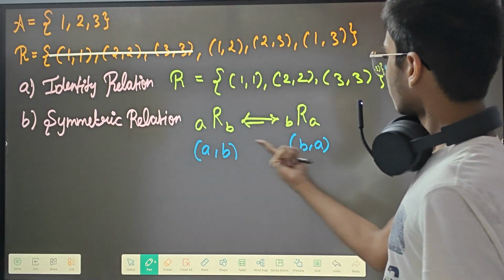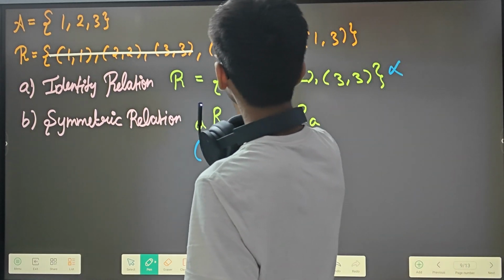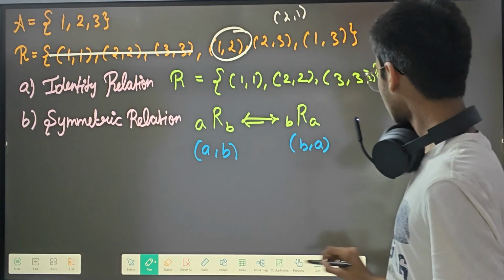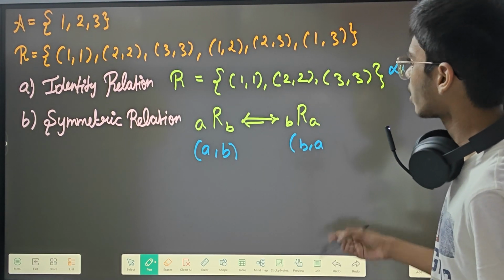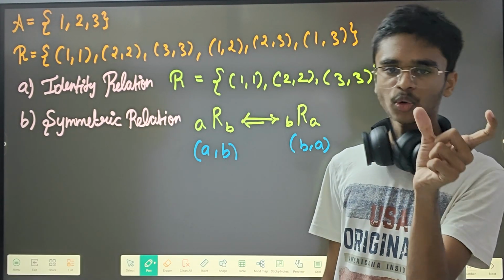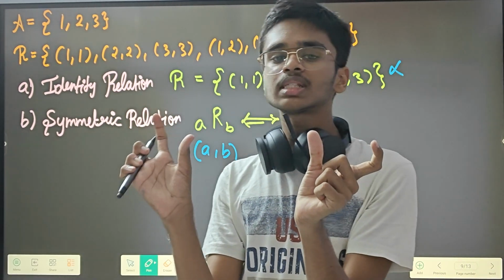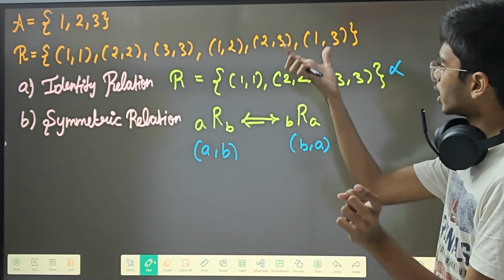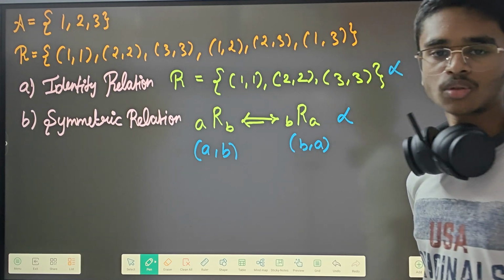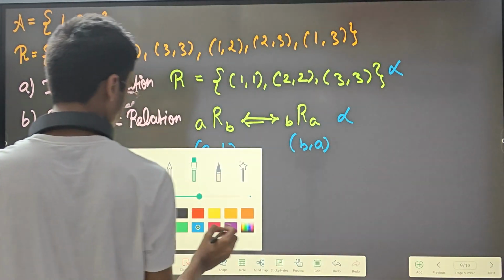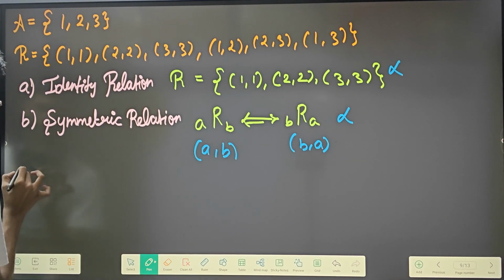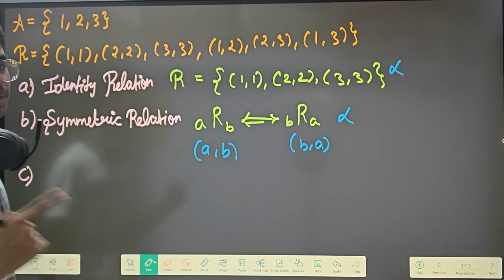Now we have (1,2). Then you have to find (2,1). Is there (2,1)? Check. No, there is no (2,1). Just by looking at one ordered pair you can conclude. You take one ordered pair and see whether the symmetric ordered pair is available or not. There is no symmetric ordered pair, so the answer is no. So it is not symmetric either. Next is option C, where we are just checking whether it is not.